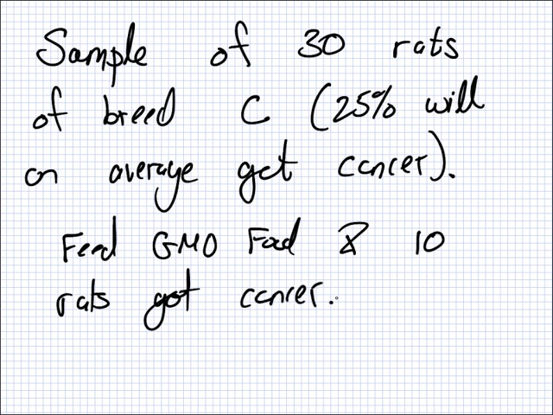Now, you could say there was an increase in cancer rate among rats that were fed GMO food. But of course you realise that's not quite right, because the number could have just fluctuated naturally. Because it's not like it's going to be exactly 25%. After all, 25% of 30 is what?